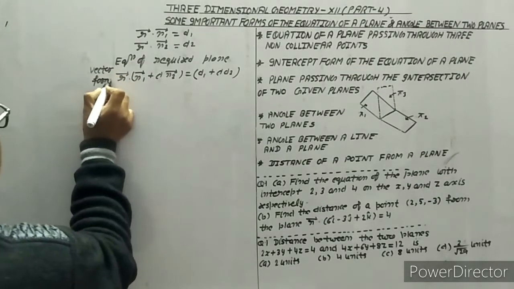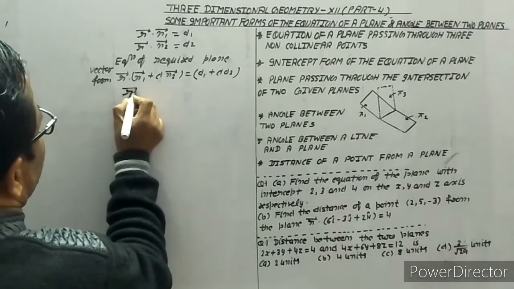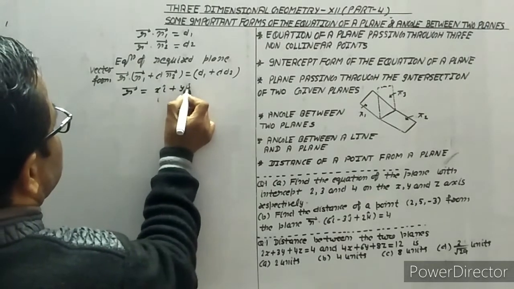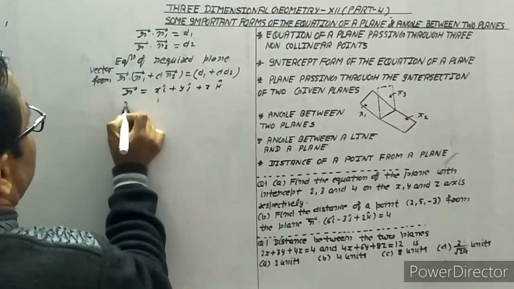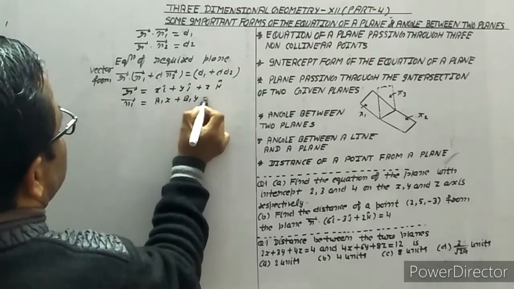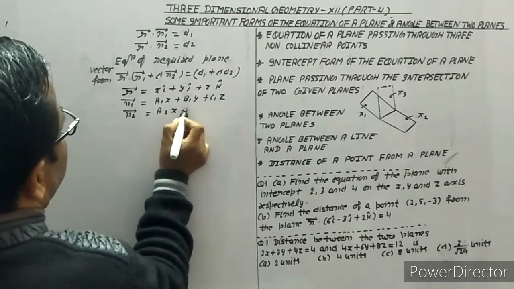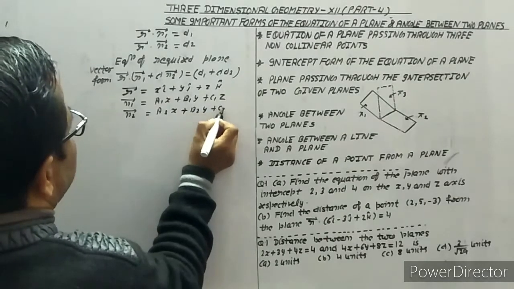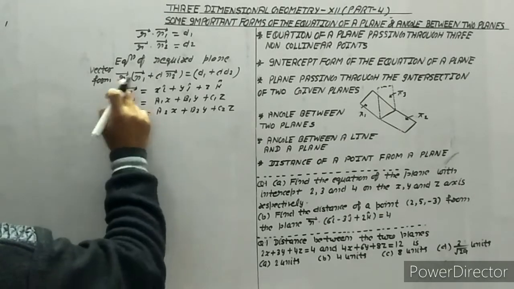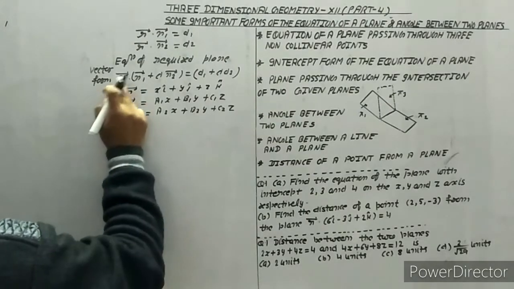Now if we have to convert this into Cartesian form, then let us suppose r is equal to xi plus yj plus zk in component form. Vector n1 is equal to a1x plus b1y plus c1z, and vector n2 is equal to a2x plus b2y plus c2z. Then we observe the equation of the plane is given by this; here we have to do the dot product.